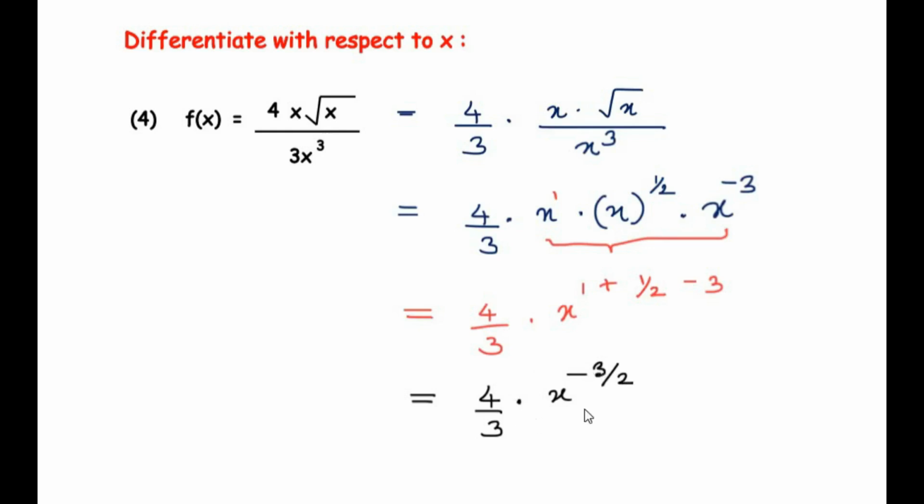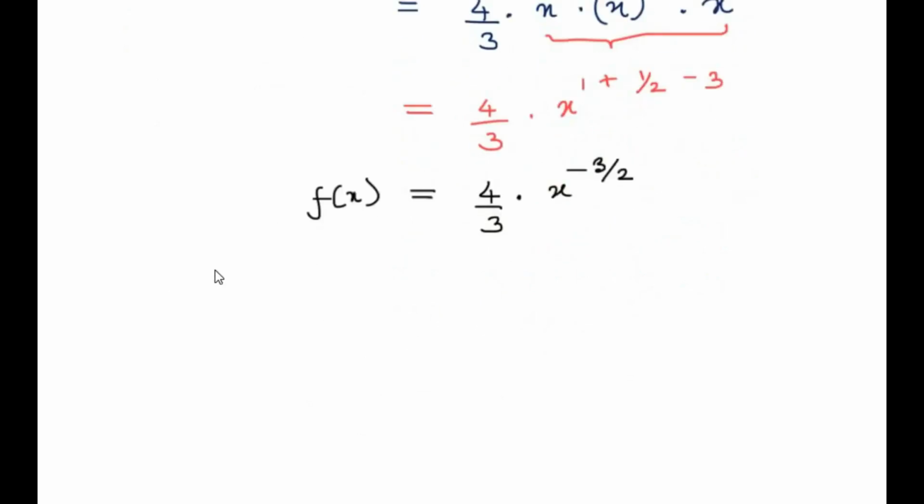Next is differentiation of this term, because this is our f of x. So remember, the first step is always the simplification. Get all the x terms as a single x term so that it becomes easy for differentiation. So here let us begin with the differentiation. So again I'm going to use the power rule over here. So f dash of x is equal to 4 over 3.